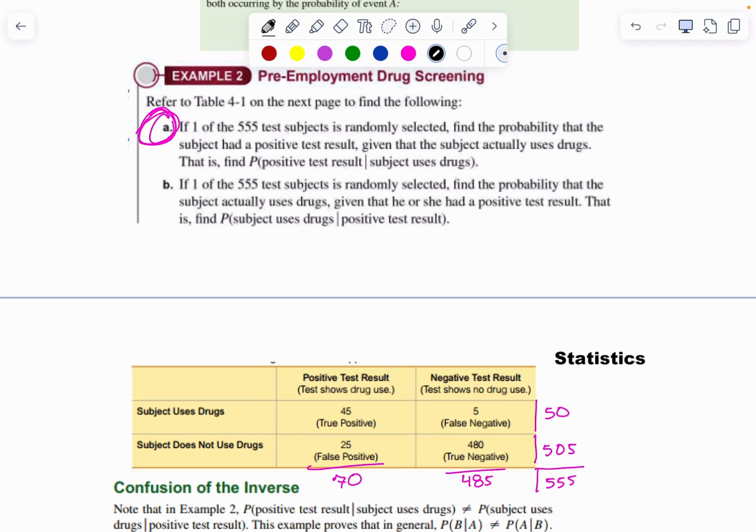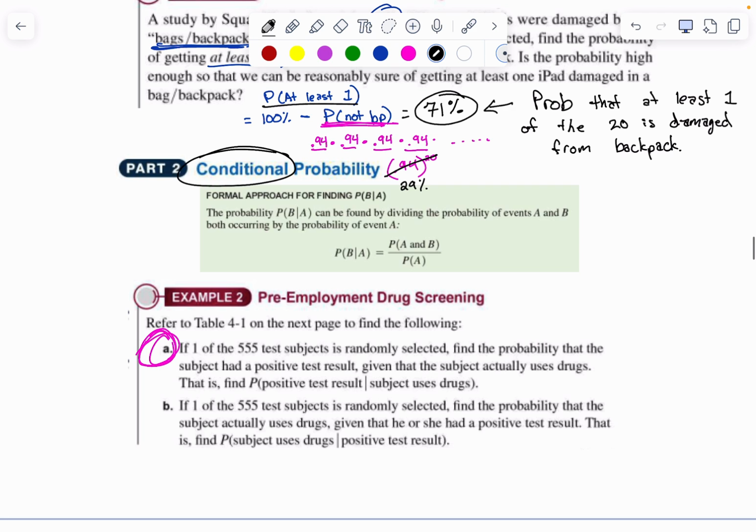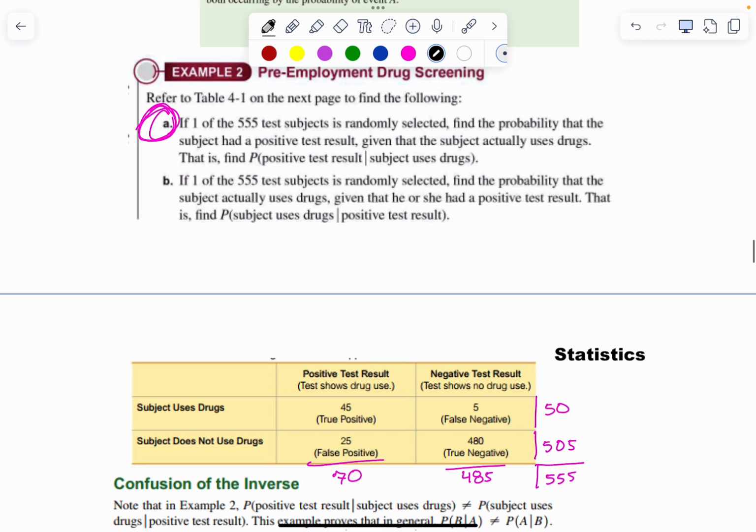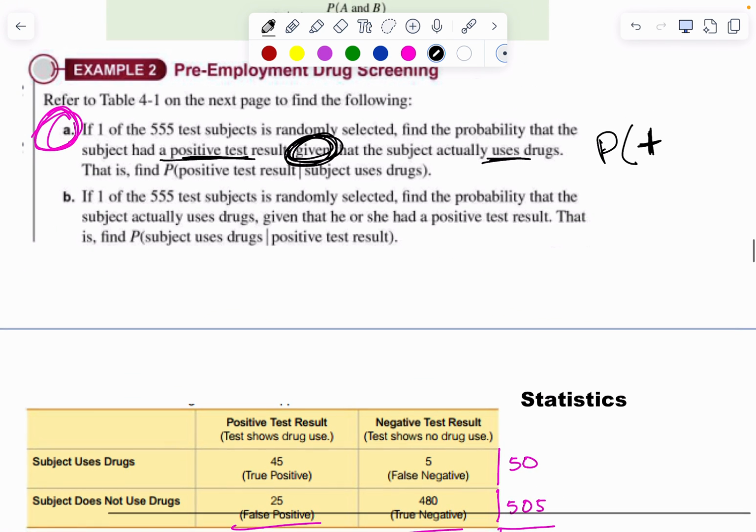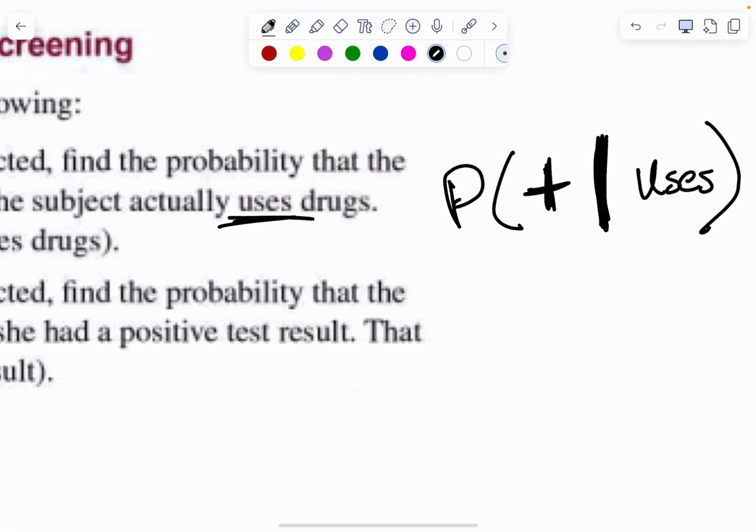This is a conditional probability, under a certain condition. If one of the 55 test subjects is randomly selected, find the probability that the subject had a positive test given, circle the word given, that the subject uses drugs. So I want to find the probability that they test positive, and the given, they write as a little line right here. So given uses. We're finding the probability that it's a positive given that they use drugs.